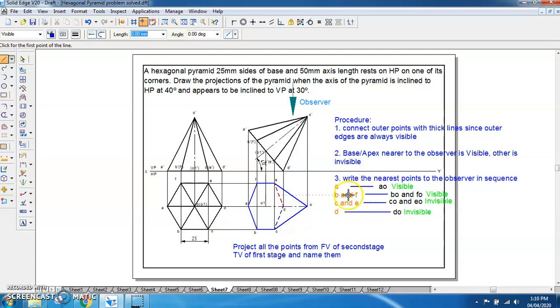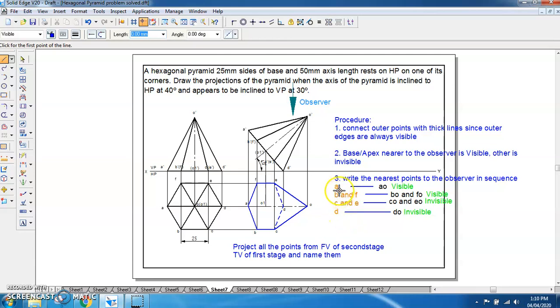Then further, write the nearest points to the observer in sequence. When the observer is here, we have to write down the nearest points of the base with respect to the observer. The first nearest point is A. The second nearest points are B and F. The third nearest points are C and E. The fourth nearest point is D. So all the nearest points we have written in sequence.